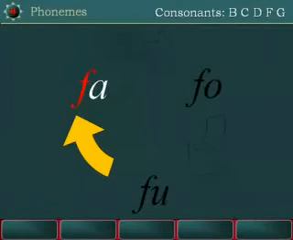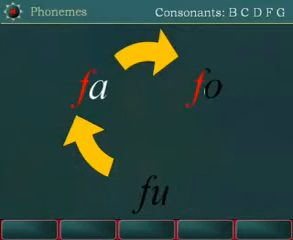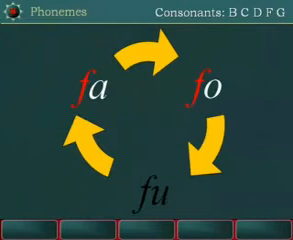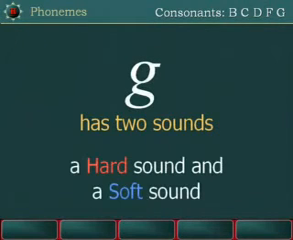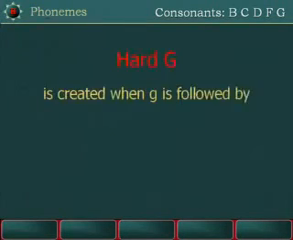Ba. Ba. Ba. G. The letter G has two sounds, a hard sound and a soft sound. Hard G is created when G is followed by A, O, U.